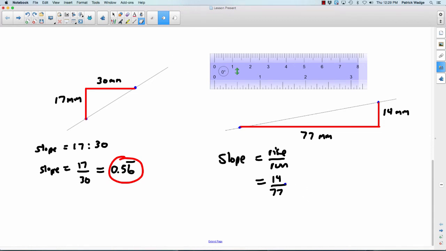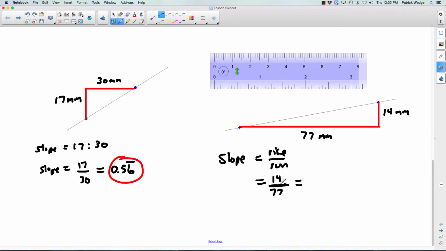So let's switch this 14 over 77 into a decimal. Remember how to do that? You literally just divide. Remember, this line in a fraction means divide. So 14 divided by 77. By the way, I just realized this. I could have put this in lowest terms, and I should put it in lowest terms if I'm going to keep it as a fraction.